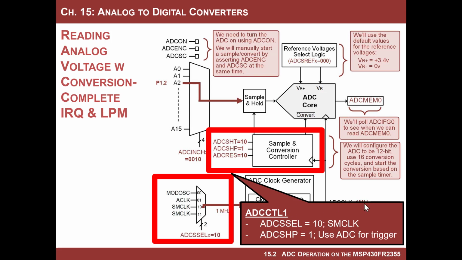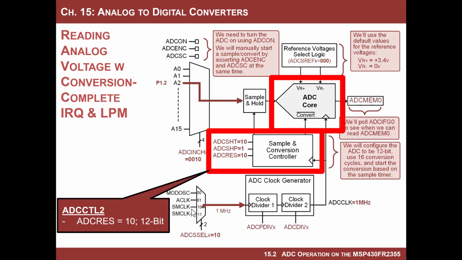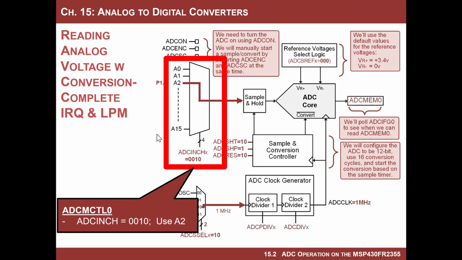In control register 1, we choose SM clock, and we change the SHP bit to say trigger the conversion off of the timer system within the ADC, the ADC system itself. Don't use the external signal. I want to be in full control of when this converts. Then in control register 2, we set the resolution to 12-bit. The default is 10-bit, so we have to clear the least significant bit and then set the most significant bit. And then finally, in the last configuration register, we tell the multiplexer within the ADC that we're going to route channel analog 2 into the ADC.